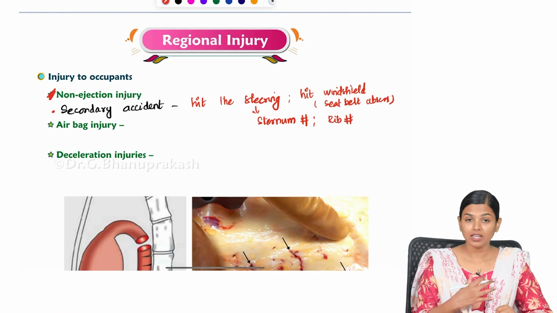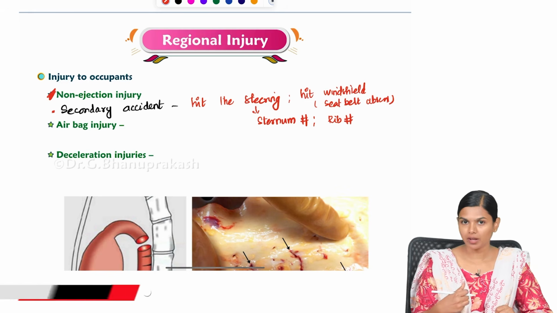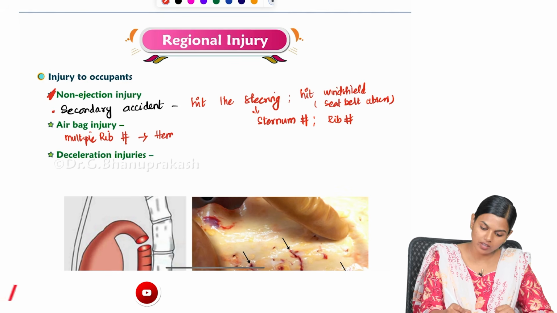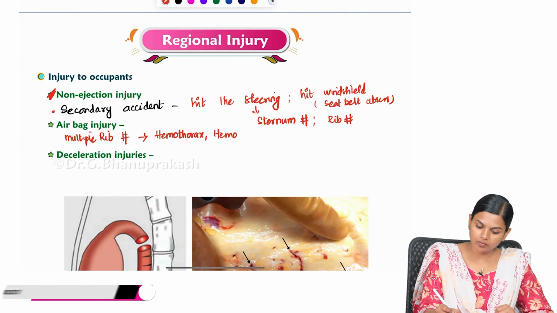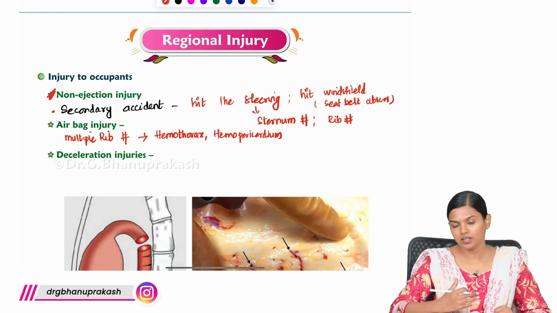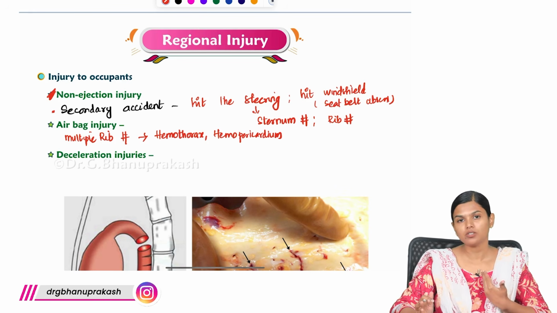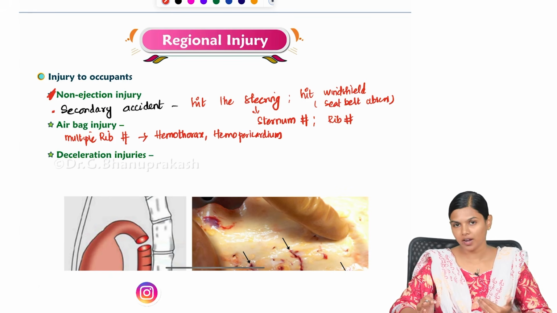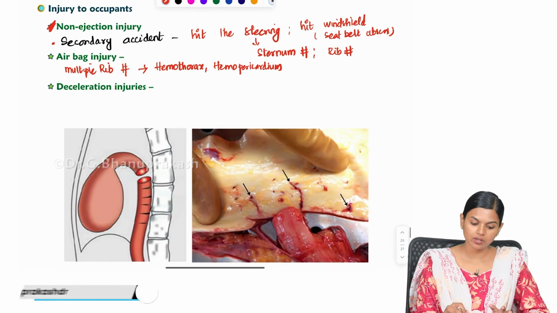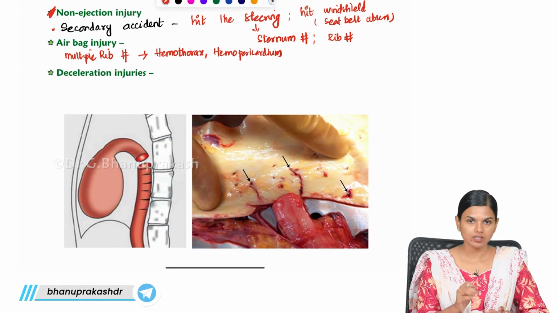And next is airbag injury. Because of the airbag, there are multiple rib fractures, and they can also get hemothorax and hemopericardium. Because of the sudden deceleration, this airbag will press over the rib and may cause rib fracture, leading to hemothorax and hemopericardium.